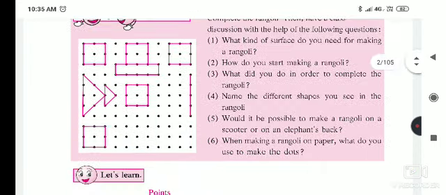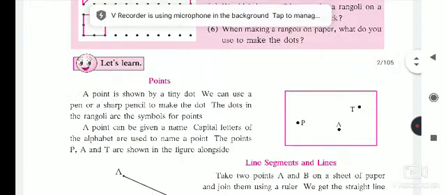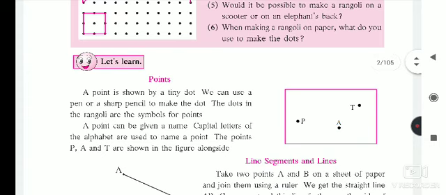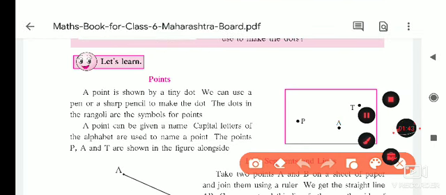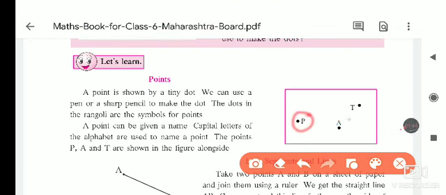After that we saw the first basic point in geometry, and that is the point. And I told you, what is a point? A point is a tiny dot. So this is the point, and we read it as point P, point A, point T. Okay, so this is the basic one.